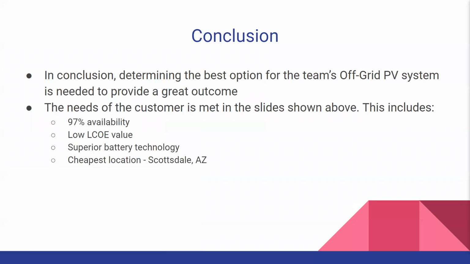In conclusion, we determined these things to be the best for our off-grid system. This is in order to provide the greatest outcome we can over a long-term time. All of the needs of the customer are met within. They have AC voltage, DC voltage, whatever they need. It has a 97% availability, low LCOE value, and since we are choosing lithium ion, it is a superior battery technology, just with a higher cost. And we deemed that out of these 3 locations that we studied, the cheapest location is Scottsdale, Arizona, or Virginia. Seeing that they have similar data, we picked those.